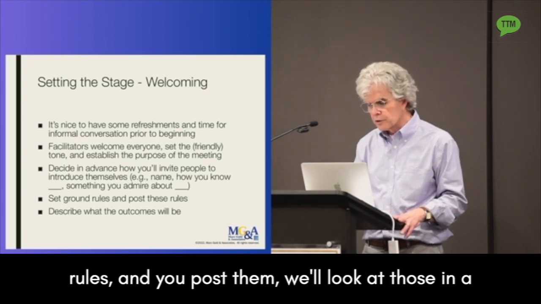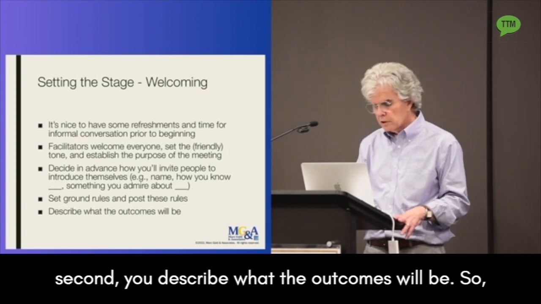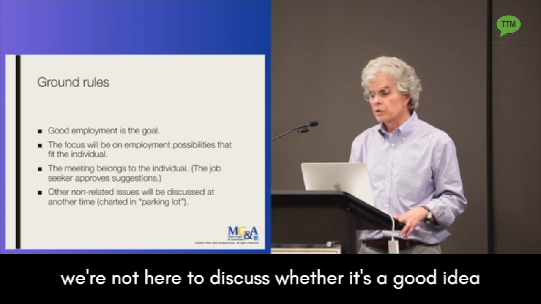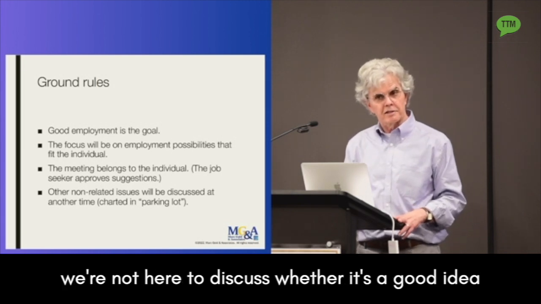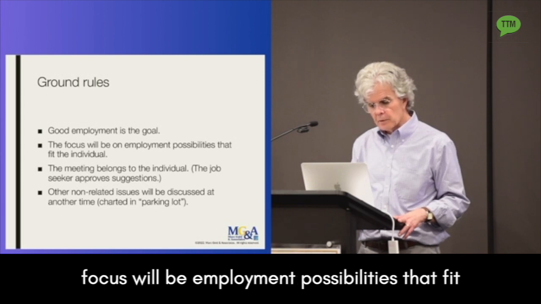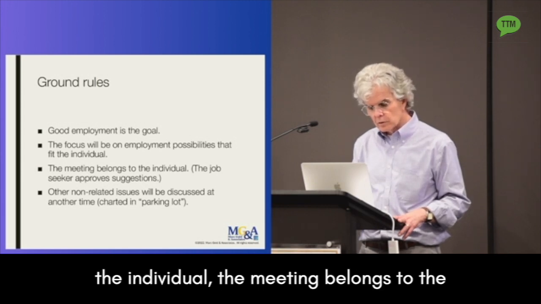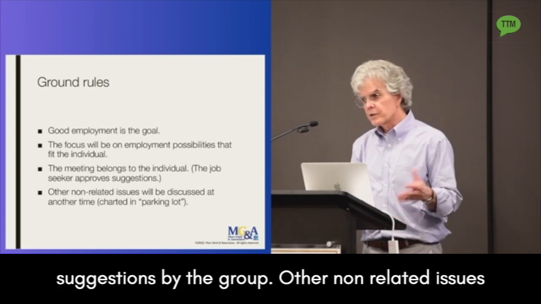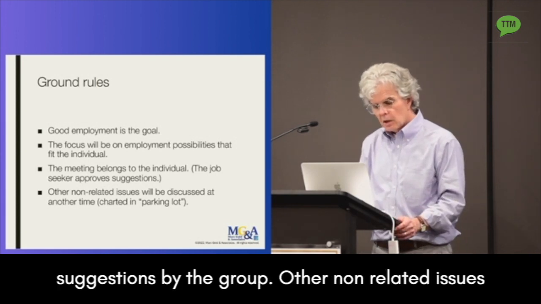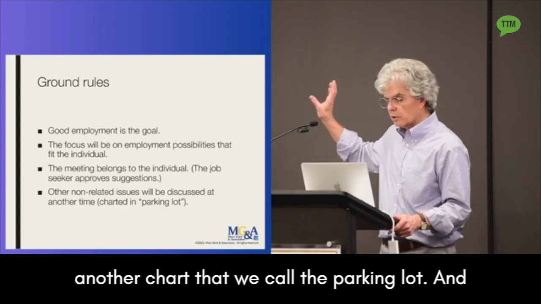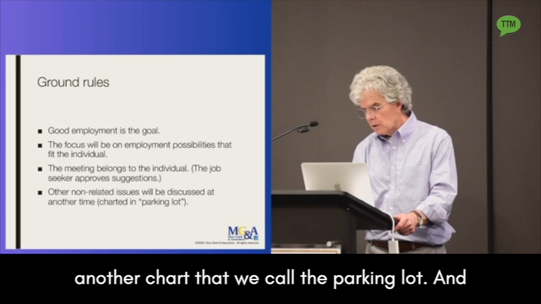You set the ground rules and you post them. We'll look at those in a second. You describe what the outcomes will be. So the ground rules are: good employment's the goal. We're not here to discuss whether it's a good idea or not. We're here to work on it. The focus will be employment possibilities that fit the individual. The meeting belongs to the individual, and the job seeker will approve suggestions by the group. Other non-related issues will be discussed at another time and put in another chart that we call the parking lot.